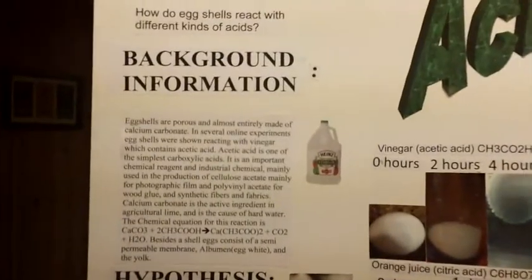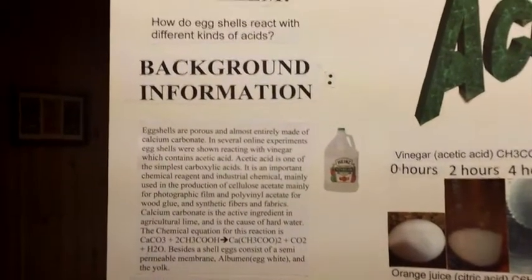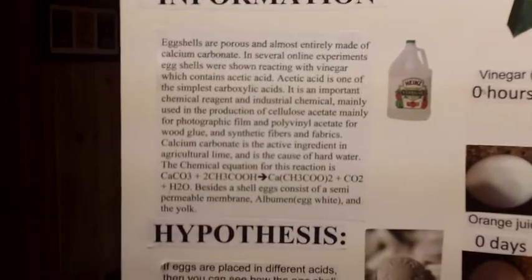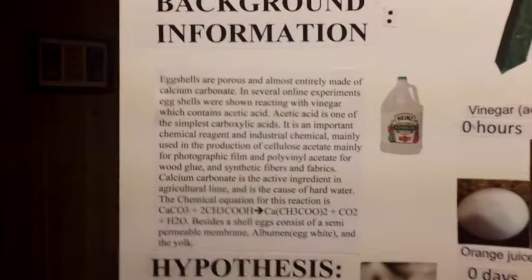Alright, our problem was how do eggshells react with different kinds of acids. Now, the eggshell, which is almost completely made of calcium carbonate, reacts with each acid differently. And in our background, we talk about how different acids, some fun facts about those, and the formulas for each, and describe different parts of the egg, even though the shell is really the only part that reacts with the acid.